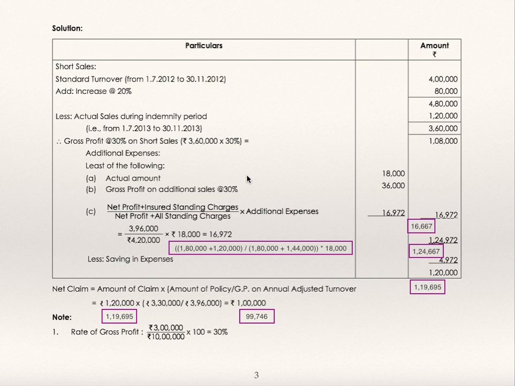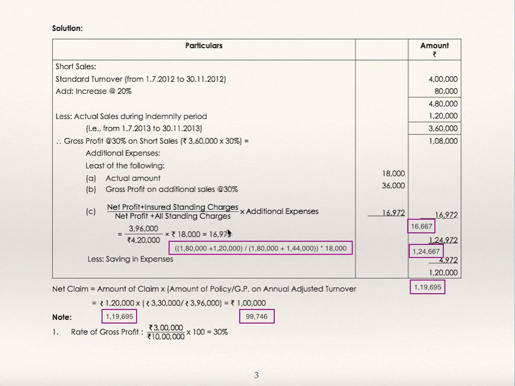What are your sales during the dislocation period? 1,20,000. Actual sales during dislocation period 1,20,000. 1,20,000 into 30% is 36,000. And the third finding is net profit plus insured standing charges divided by net profit plus all standing charges, insured plus uninsured, multiplied by additional cost of working.